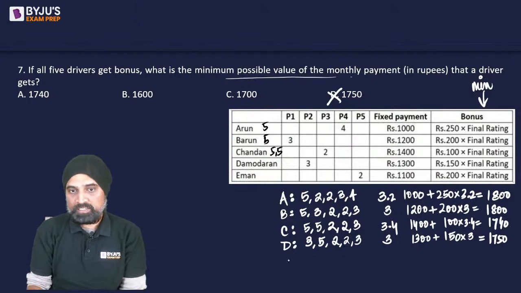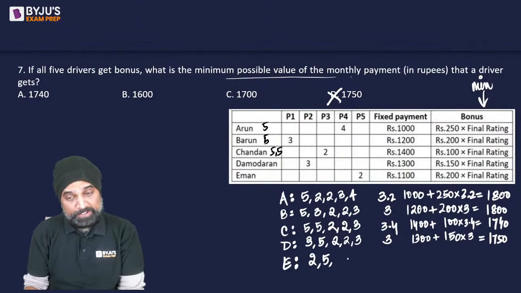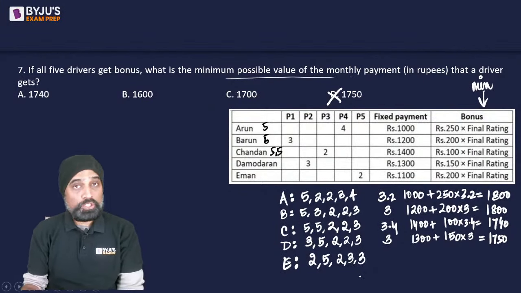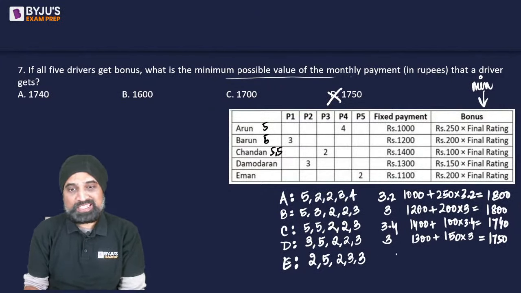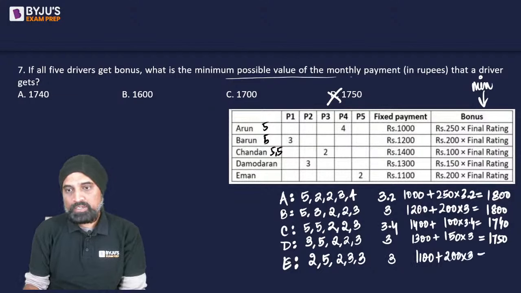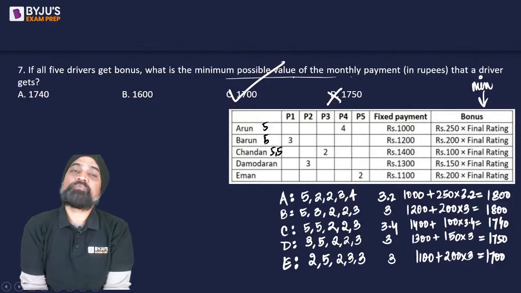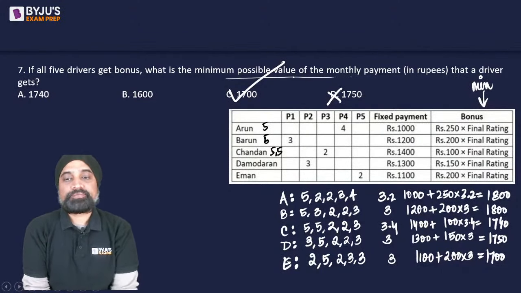1700 might also be possible. So E we will have to check as well. He definitely gets a 2. In order to get a bonus, he should get a 5. He shouldn't get 1. He should get 1, 2 and 2 more 3s to minimize his final score. This is again 15. So this becomes 3. So this is 1100 plus 200 into 3. So 600 plus 1100. This is going to be 1700. So 1700 is the minimum monthly payment.